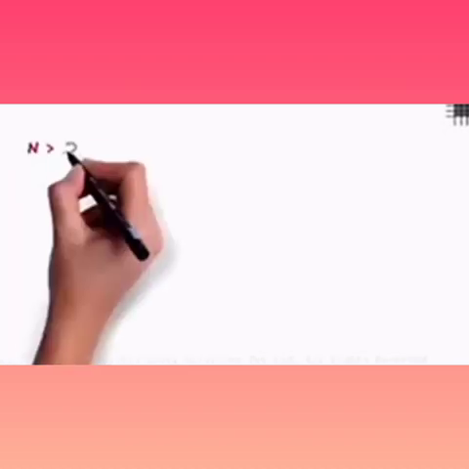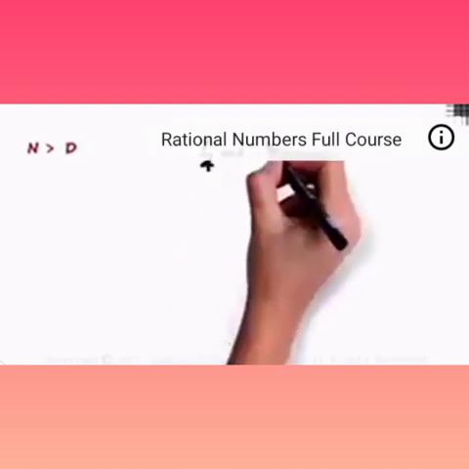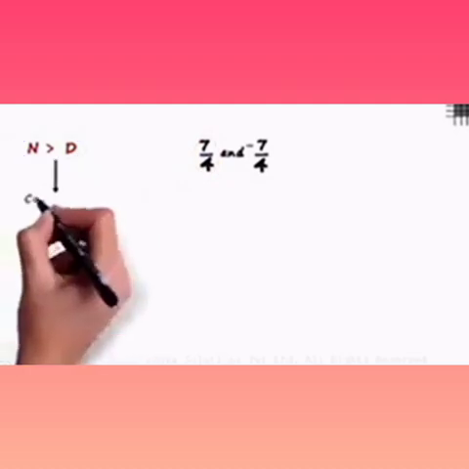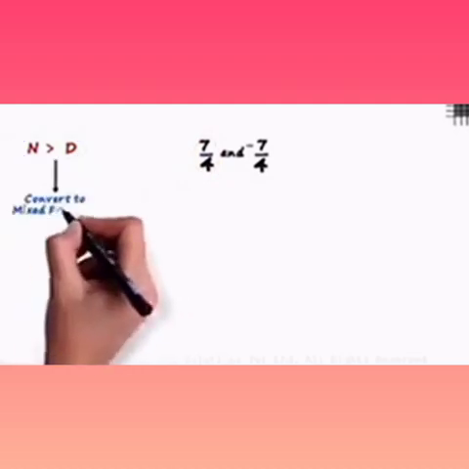In this video, we will try to plot rational numbers whose numerators are greater than their denominators. Let us plot 7 by 4 and minus 7 by 4. We try to plot 7 by 4 first. The first step in such kind of problems where the numerator is greater than the denominator is to convert it into a mixed fraction form.